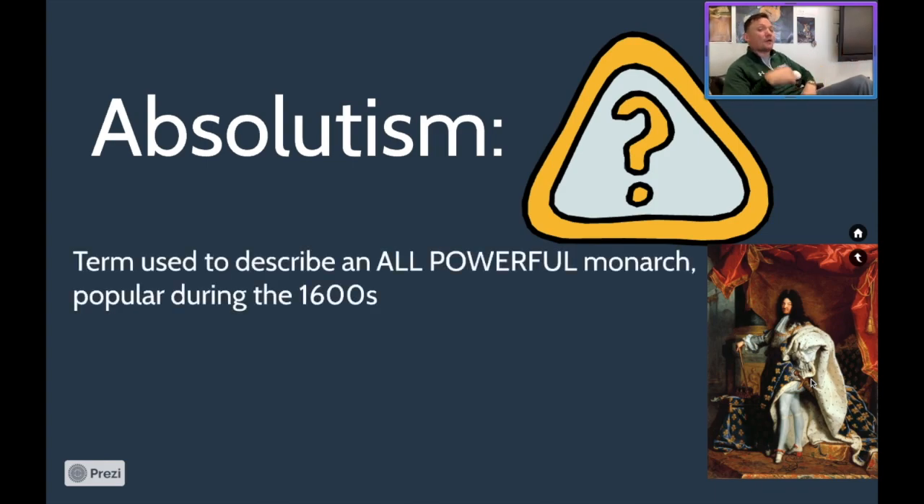Now, when we're looking at what this word means, right? Absolutism in general is a term to use to describe an all-powerful monarch, right? A monarch that has complete and utter control over everything.